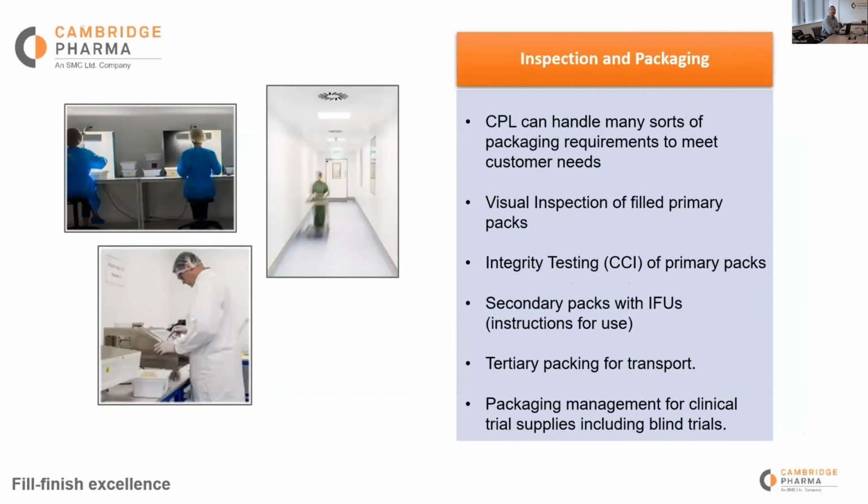Okay, next slide, please. So we also have a packaging inspection area within the facility, so we can support the visual inspection of the containers that are filled during the batches. We have the ability to develop and carry out integrity testing, so CCI testing of primary pack of various types. And if you have any specialist closure systems, we have the capability to develop those methods with you as well. And then we can also do secondary packing, cartoning with IFUs and packaging for transport, for instance.